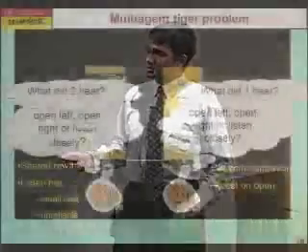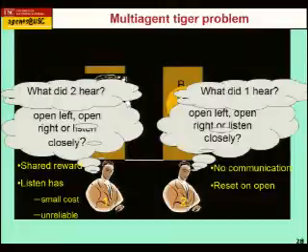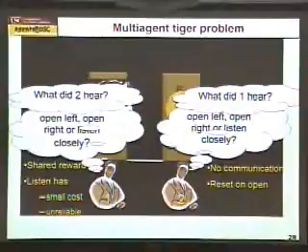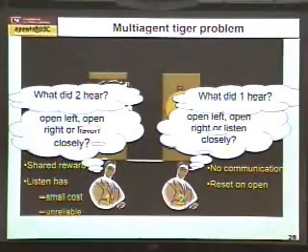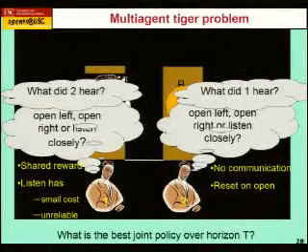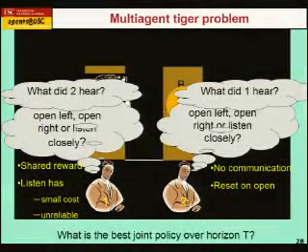Now, this is because of the nature of the reward function. Agent 1 has to reason about what agent 2 heard. Because if agent 2 heard a particular thing, agent 2 might decide to open the door. So what should agent 1's response be? Similarly, agent 2 is going to think about what agent 1 heard. So it's necessary to reason about the observations of the other agents and not just about what the world state is. So the question I'm going to try and answer is, what is the best joint policy over some finite horizon T?